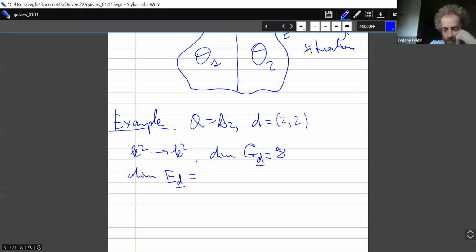It's 4. It's 2 times 2. So this is 2 squared plus 2 squared. And this is 2 times 2. And now what are the orbits here? How many orbits do we have?